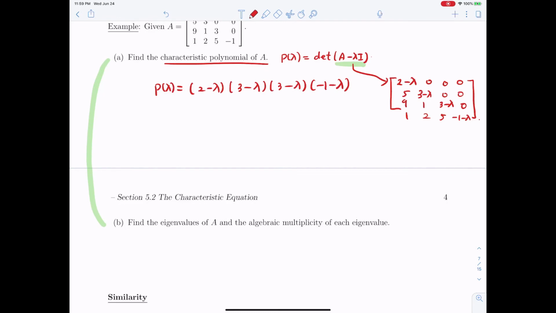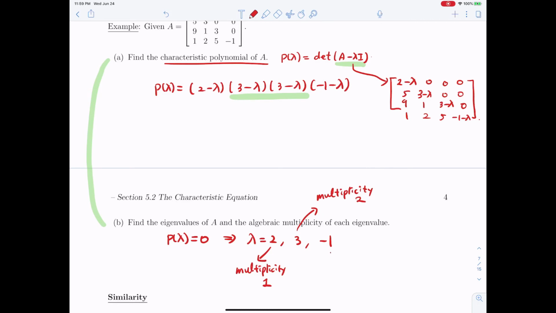Okay, so if you solve the characteristic equation, P of lambda equals 0, then this gives you lambda is either 2, 3, or negative 1. For 2, we have multiplicity 1. For 3, we have 3 minus lambda squared in P of lambda, so it should be multiplicity 2. And for negative 1, it has again multiplicity 1.